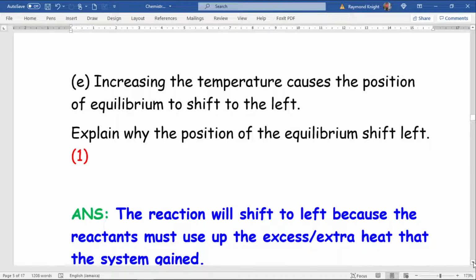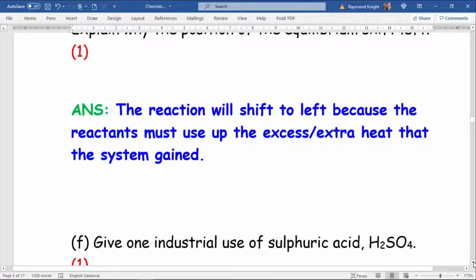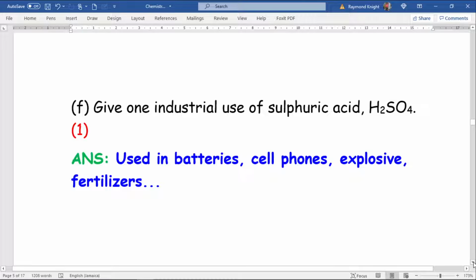Explain why the position of the equilibrium shifts left. So let's talk about why it shifts left. It's simple. The reaction will shift left because the reactants must use up the excess energy, the heat. Because again, what is using up the energy to break bonds and so on is the reactants. So if you put more heat inside of the reaction, then the reactants must use it up to make everything go back to normal. Something must absorb that heat energy, and the reactants will absorb that heat energy.